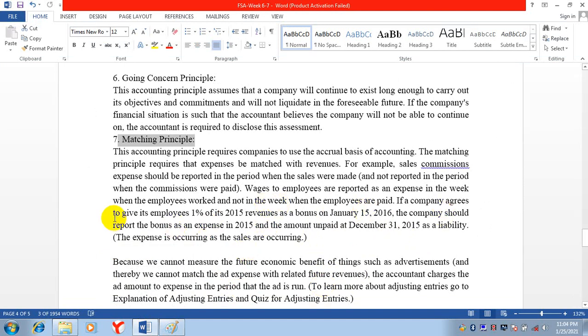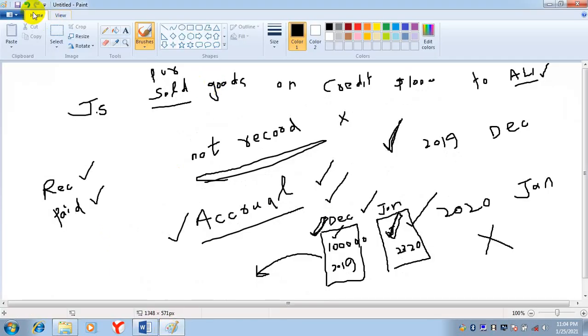If a company agrees to give its employees 1% of its 2015 revenues as a bonus on January 15, 2016, the company should report this bonus as an expense in 2015. Now here is another case.